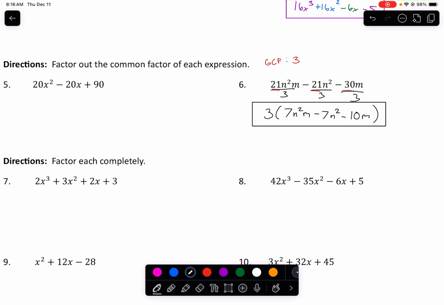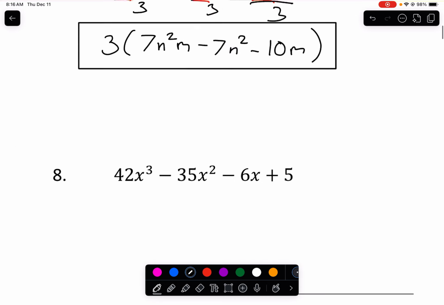All right, let's see. Here we have factor completely. So if you remember your factoring flow chart, the first thing you always look for is a GCF. If there's no GCF, you're going to look at it based on the number of terms. If you have 4 terms, you're going to do grouping, right? So I look here.